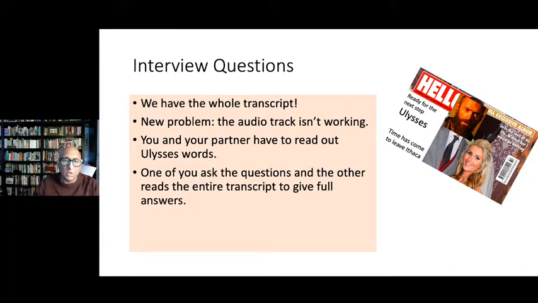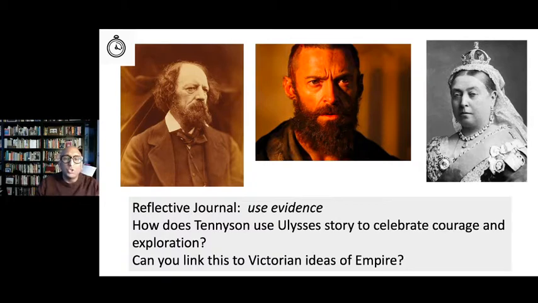So, moving on. Could you now pause and go back and reread Ulysses 2 or 3 times and annotate it? And could you take out the quotations and evidence that you think is most important? Again, if you want to cheat, you can look at those parts of my lesson that already identify those key quotes. And now I'd like you to set a timer for yourself for 5 minutes and respond using that evidence. How does Tennyson use Ulysses' story to celebrate the courage and exploration?